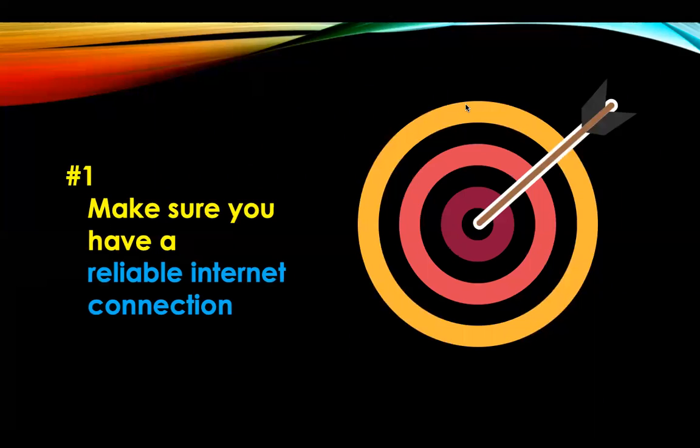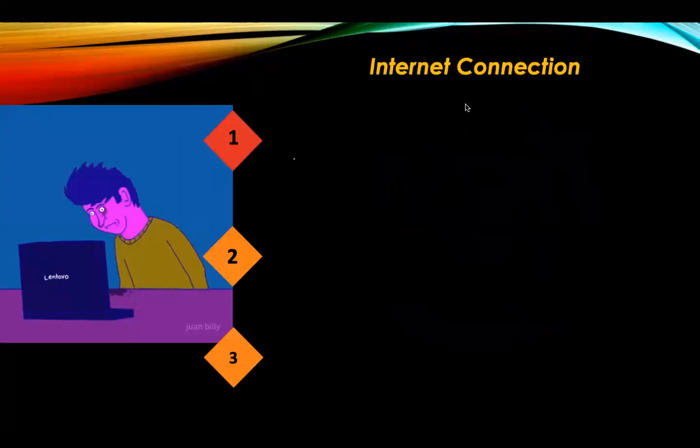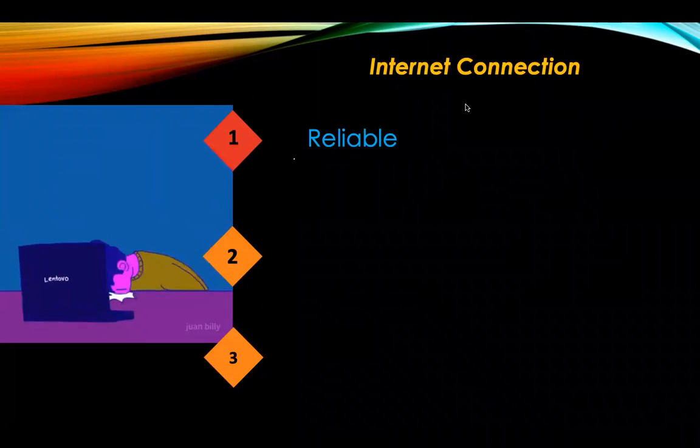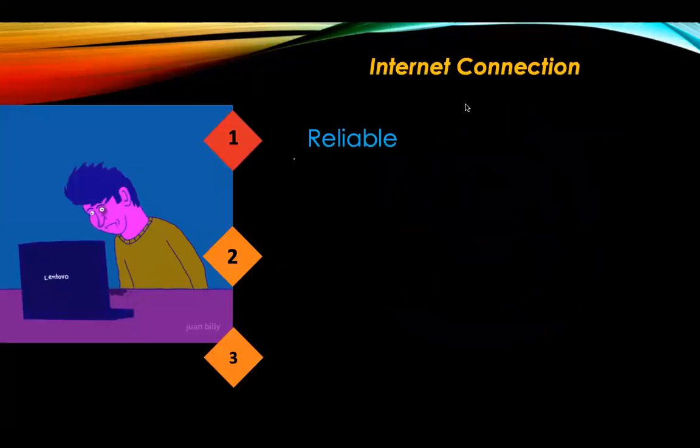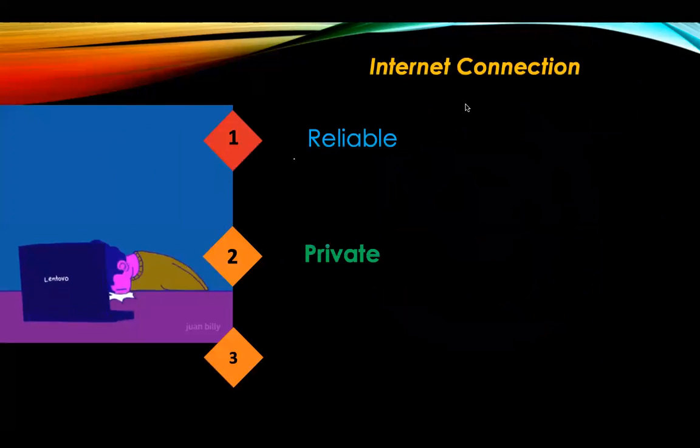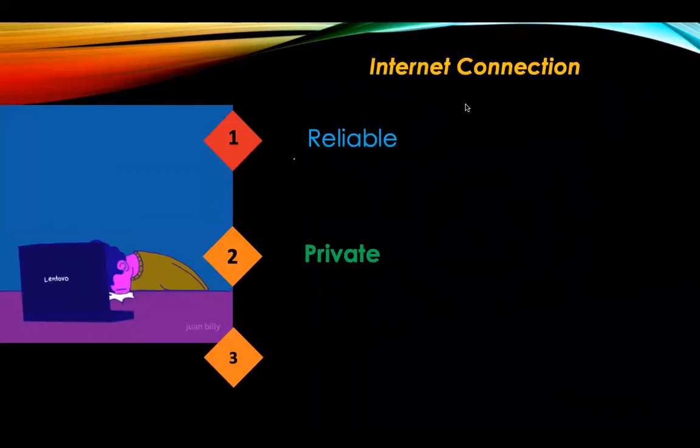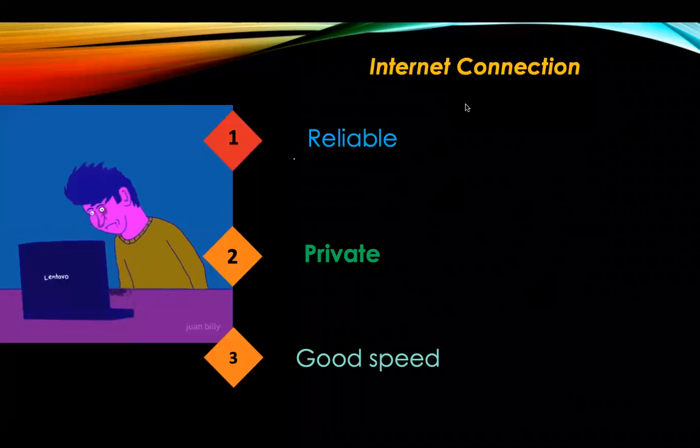Protocol number 1. Make sure you have a reliable internet connection. The key word here is reliable. That is, you should be able to rely on the internet connection. The internet connection should be able to work when the teaching learning activity is going on. Preferably, you should have a private internet connection. If you are sharing the internet connection with your friend, please remember that when both of your devices are on, there should be good speed. A good speed preferably is 4G or broadband.